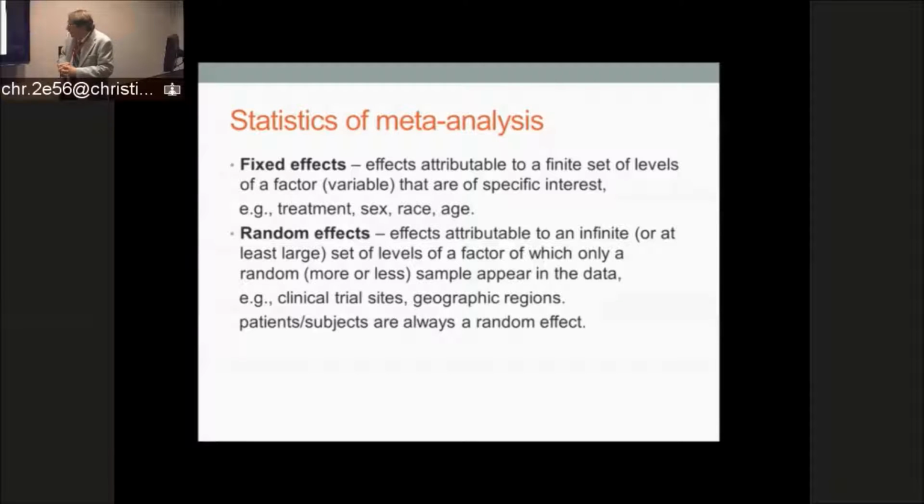So, for example, sites or hospitals, and geographic regions might be another. Many trials are international, enrolling patients from different countries. Those would be examples of random effects. Patients that are enrolled are always a random effect. In any analysis you do, patients are a random effect.